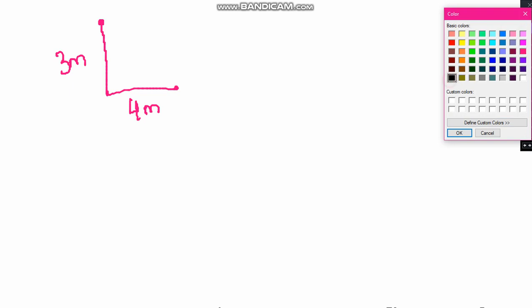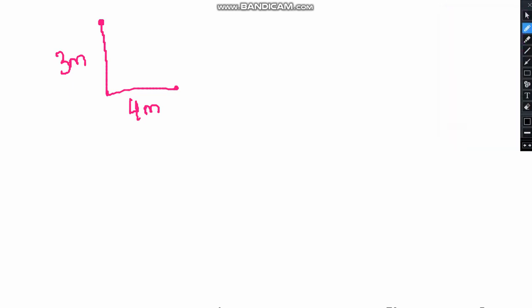Okay. So suppose a man present at the origin is going due south 3 meters and taking a left, going 4 meters. So what is his displacement? This is the distance he covers. So here they are asking us to find the displacement. How do you find the displacement? This is the displacement. Maybe this is a right angle.